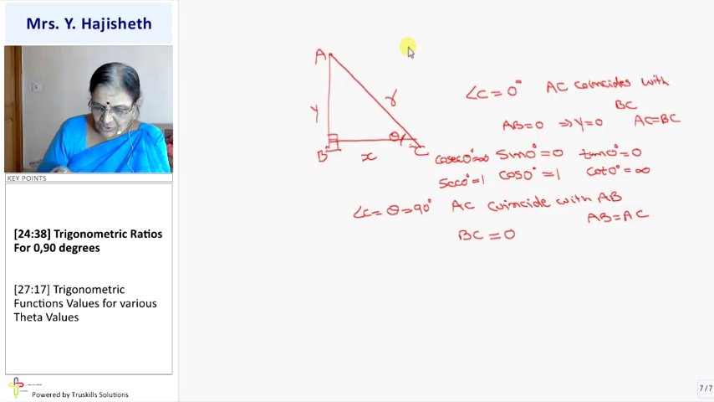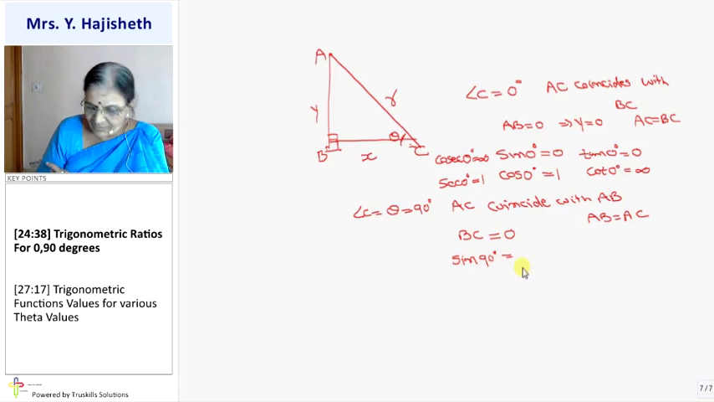Clear? So now my sine 90 degree will be y by r, but y and r are equal, so it is going to become 1. What is my cos 90?